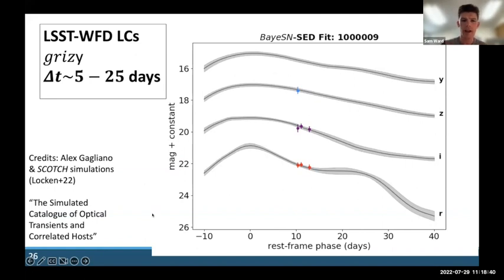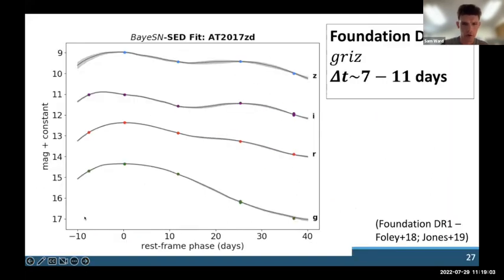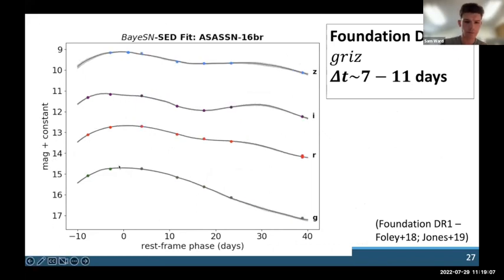A question I'm looking to answer with some preliminary work is, okay, how many siblings do we actually need to tightly constrain this sigma rel parameter? Alex Gagliano sent me some simulations based on the LSST Wide Fast Deep survey using the SCOTCH tool presented in Lokken in 2022. These are some typical examples, and as you can see, the photometric cadence is fairly low. A control set which we compare against is the Foundation DR1 set of light curves.